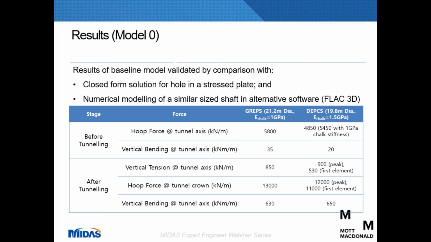And we also compared the results with those for a similar size shaft on the project that had been modelled using FLAC 3D, which can be seen here in the table to be very similar, once an allowance was made for the difference in material properties outside the shaft. And both of these gave us confidence that the model was behaving as we expected, and the results could be confidently used for the design checks.